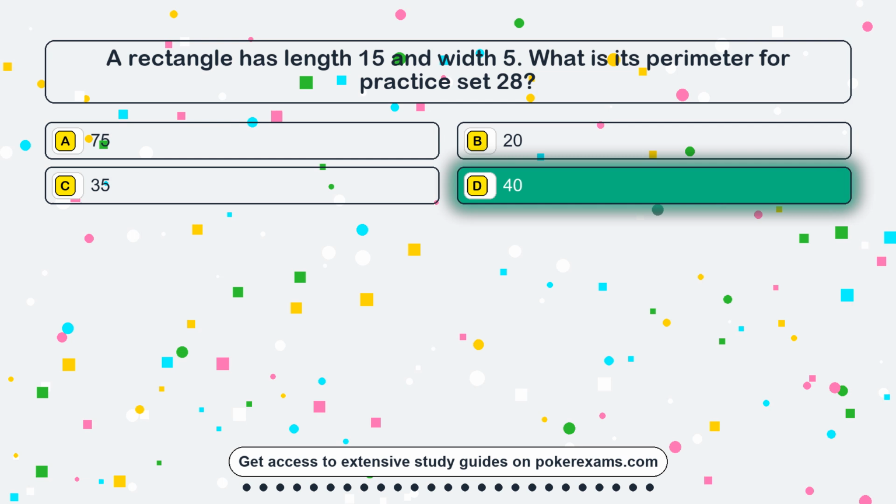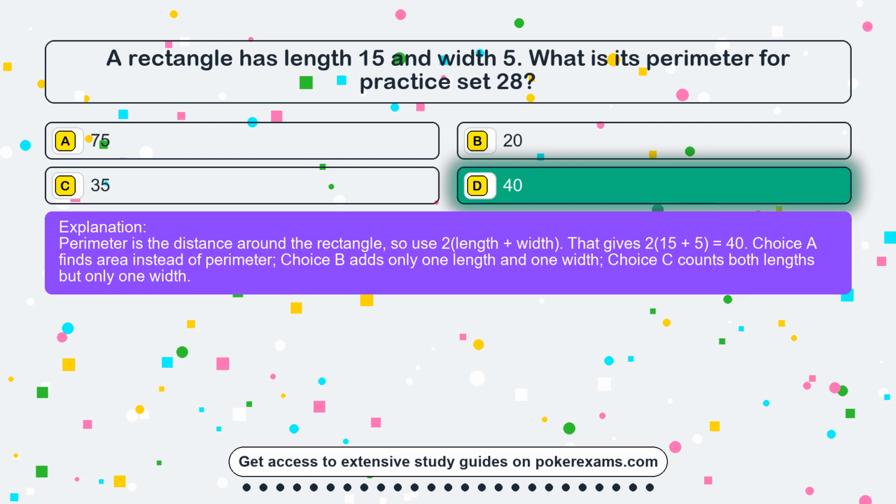The correct answer is option D, 40. Perimeter is the distance around the rectangle, so use 2 times length plus width. That gives 2 times (15 plus 5) equals 40. Choice A finds area instead of perimeter. Choice B adds only one length and one width. Choice C counts both lengths but only one width.